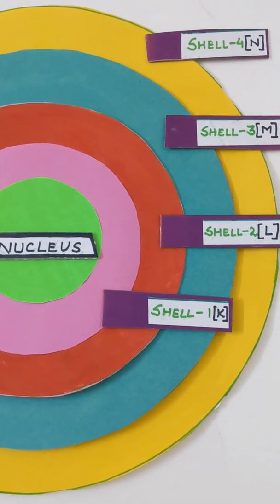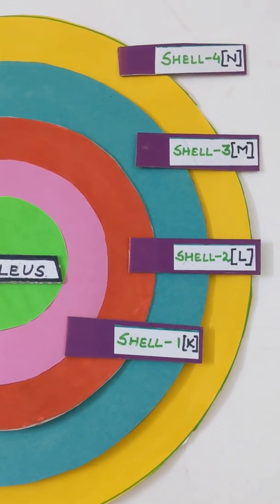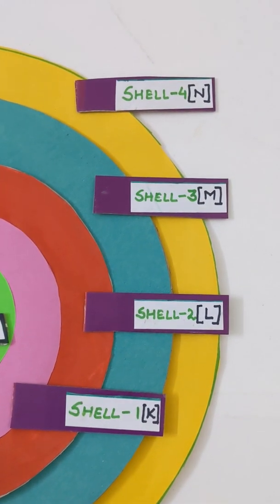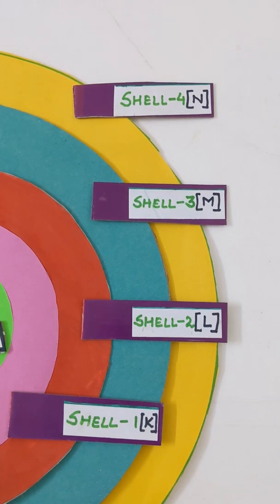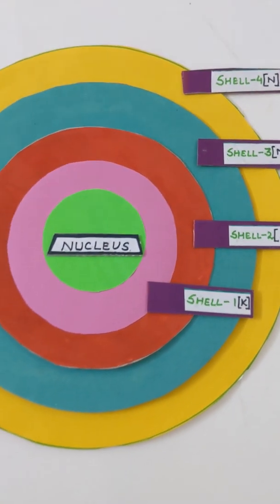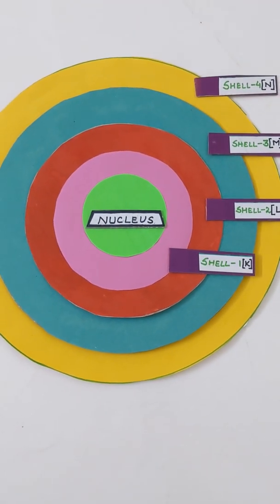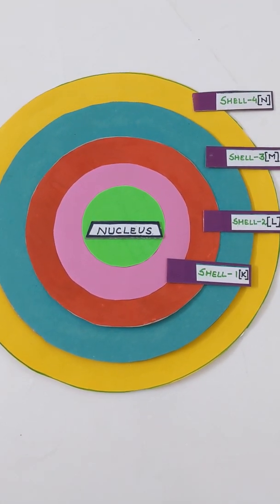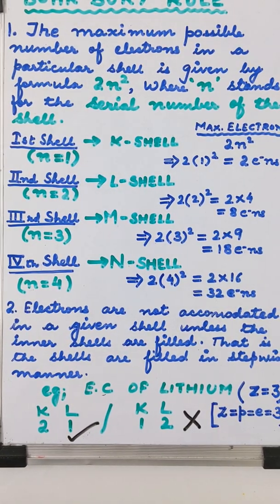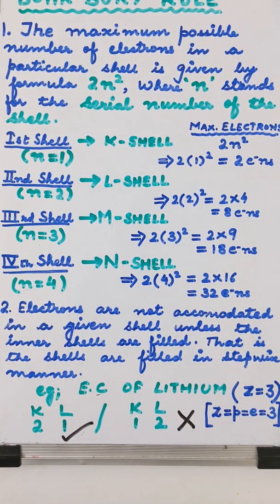The first shell is numbered as 1 and is known as the K shell. The second shell is named as the L shell. The third shell is named as the M shell and the fourth shell is named as the N shell. Today we are going to study how we will arrange electrons in these different shells. So we are now going to study about the Bohr-Bury rules for writing the electronic configuration.